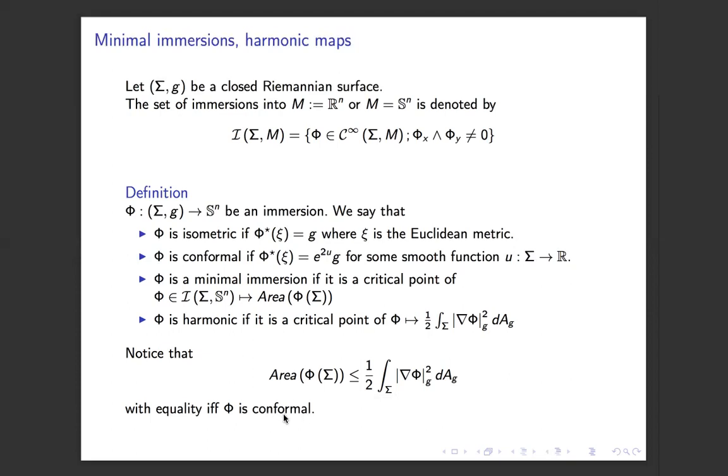if phi is conformal. And then if you want to do a variational principle, a minimization of the area to find minimal surfaces, it's more convenient to minimize this Dirichlet energy and to notice that if you have a minimizer, then it is also conformal. So harmonic plus conformal gives you that you are a minimal immersion.